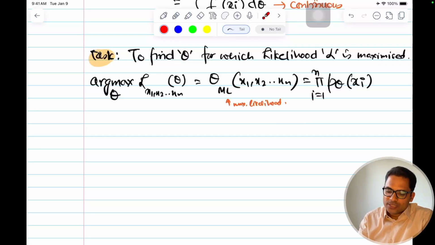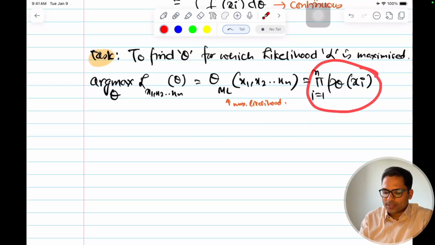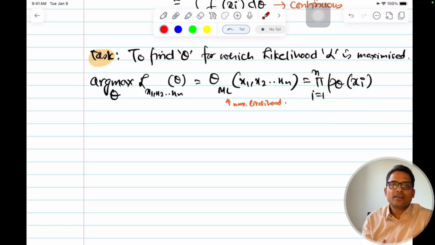But here, if you see, we have a problem. We have a product. Taking the differentiation of a product of multiple numbers is difficult, right? From the derivative formula also, taking that is a difficult thing. What is easier? If it is in the form of a sum.